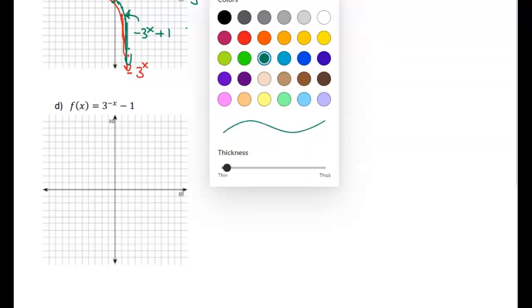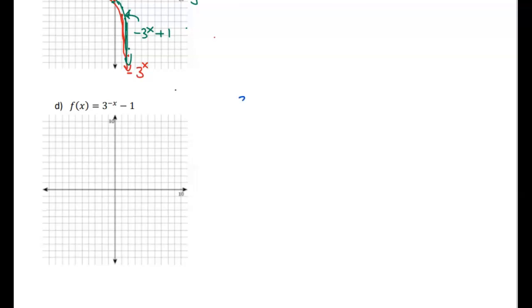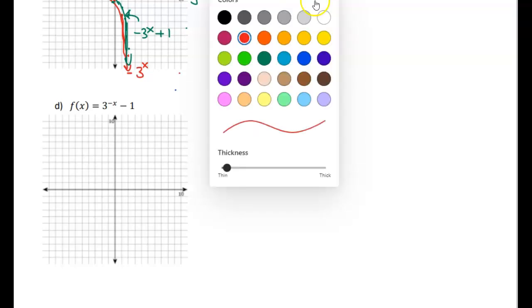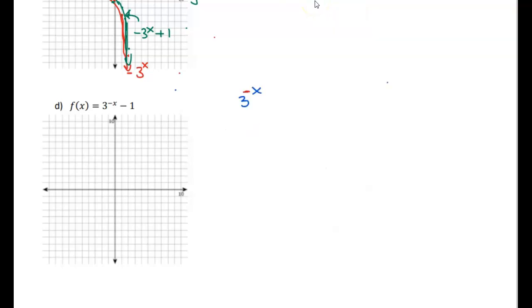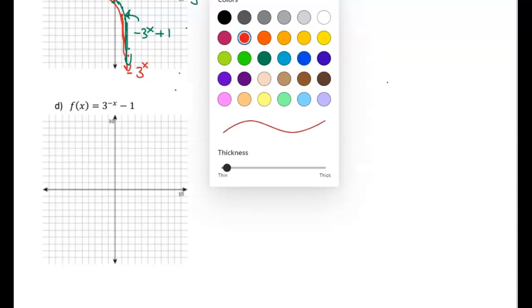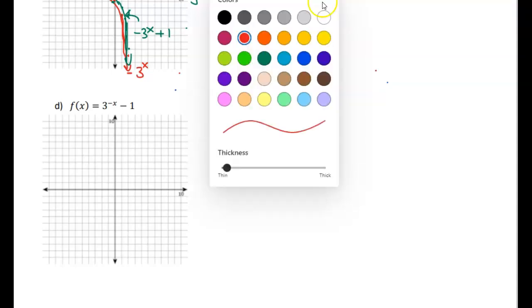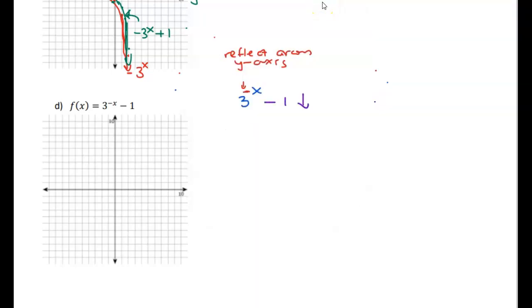All right, let's look at D. All right, so let's see what's happening here. We have 3 to the negative x. All right, so the parent function is 3 to the x, but then this is a reflection across the y-axis. So this is reflect across the y-axis. And then the minus 1, this is a translation, shift down by 1 unit.